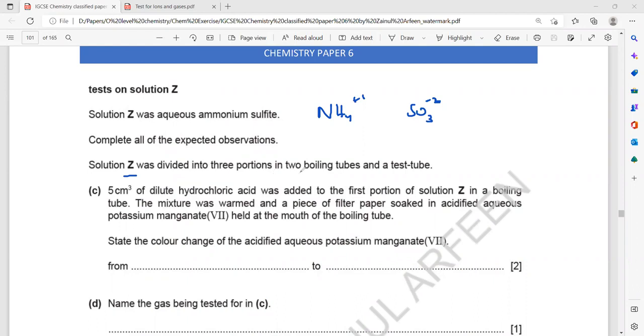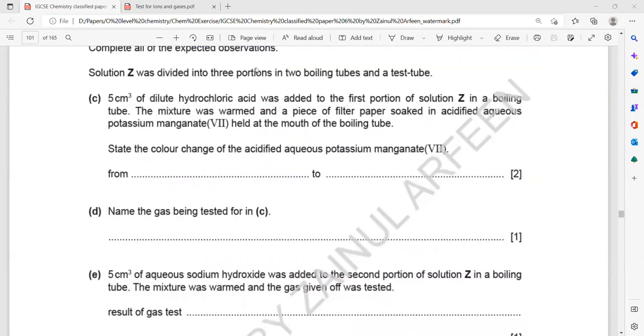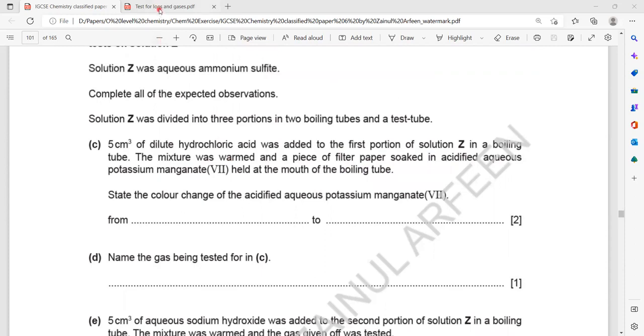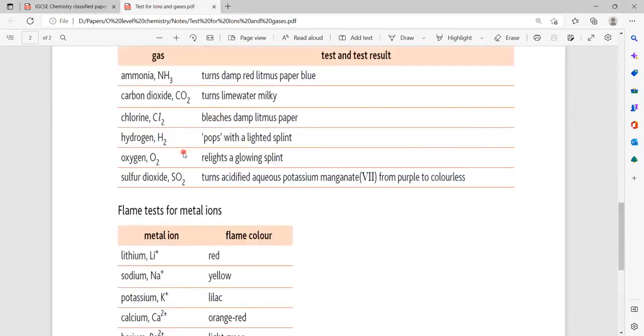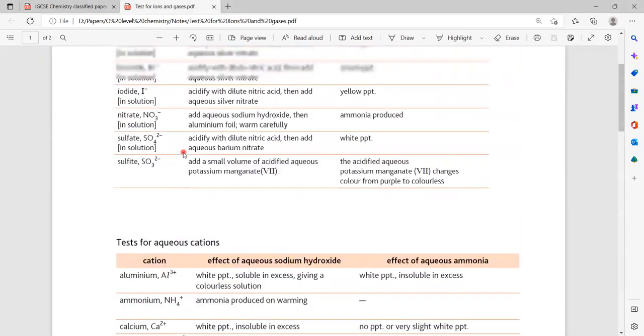Solution Z was divided into three portions, in two boiling tubes and a test tube. 5 cm cube of hydrochloric acid was added to the first portion of solution Z. The mixture was warmed and a piece of filter paper soaked in acidified potassium manganate was held at the mouth of a boiling tube. State the color change. Actually, this is a test for sulfide ion. If you check the sulfide ions, purple to colorless.